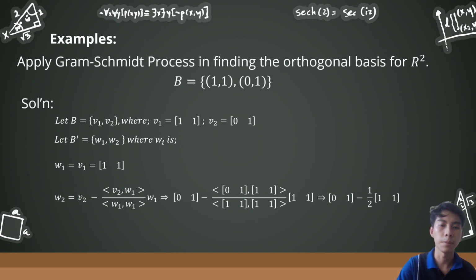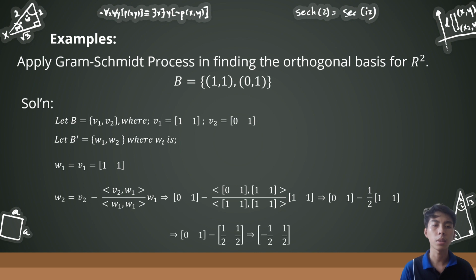So on our last equals, we have the vector 0 and 1 subtracted by 1 over 2 multiplied by the vector 1 and 1. That is equal to the vector 0 and 1 subtracted by the vector 1 over 2 and 1 over 2, which is equal to negative 1 over 2 and 1 over 2.